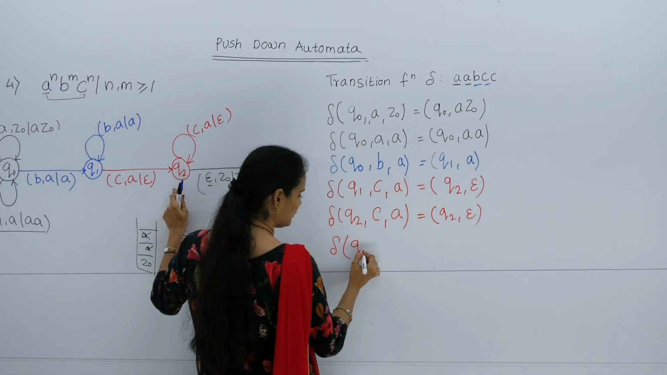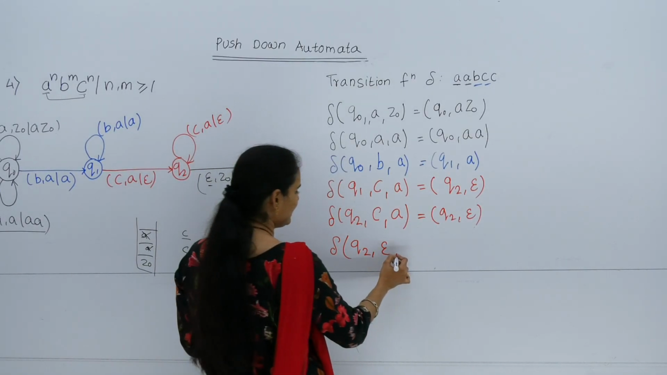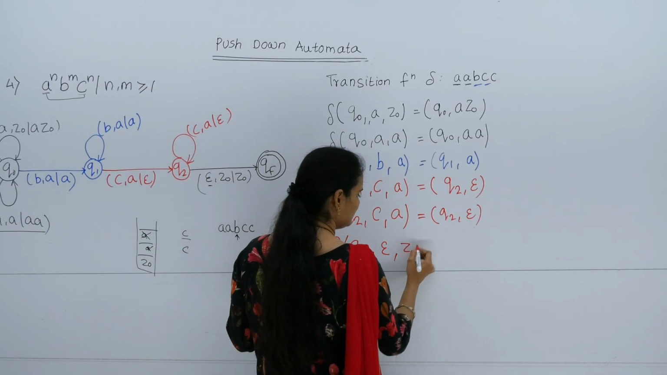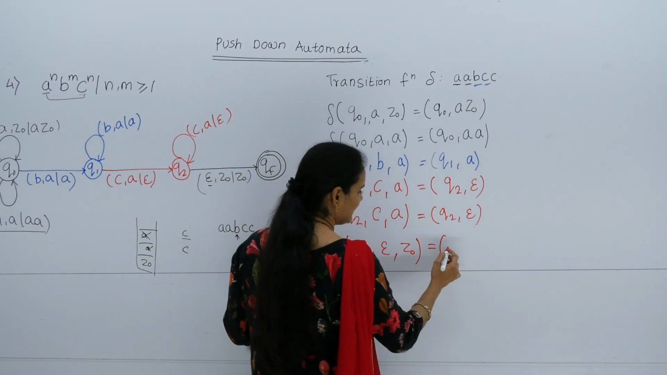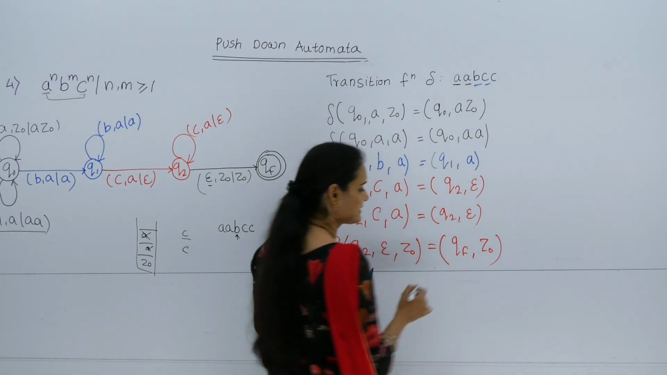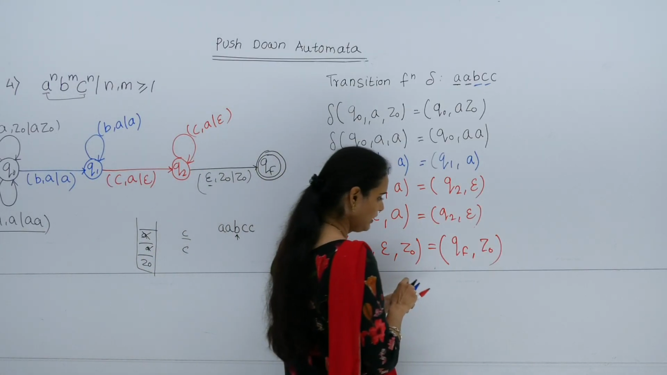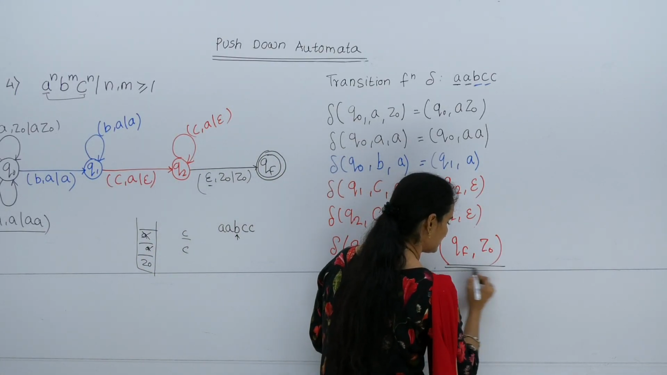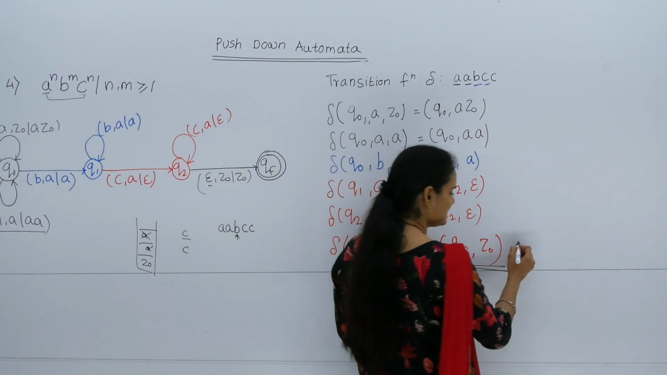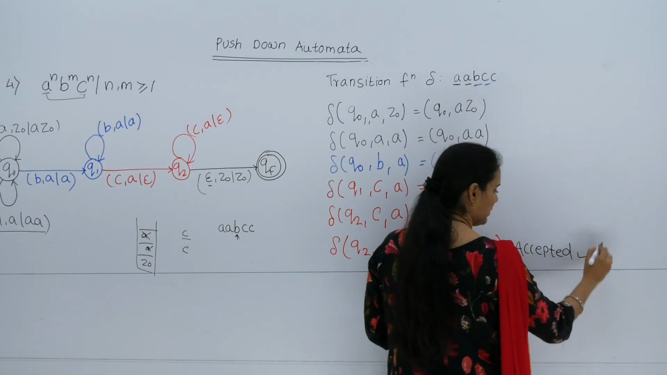So delta Q2, and the input to be read is null. When I read null, it goes to the Qfinal state. The top of the stack is Z0, I reach the Qfinal state, and the stack contents are Z0. Final state means acceptance state, and the top of the stack being Z0 means my string is accepted here.